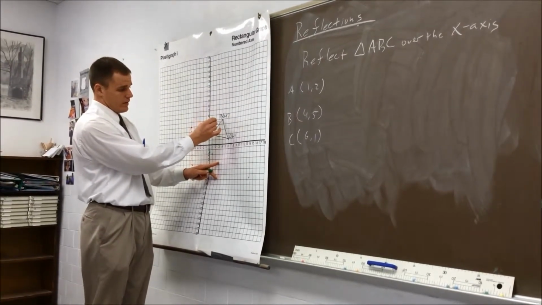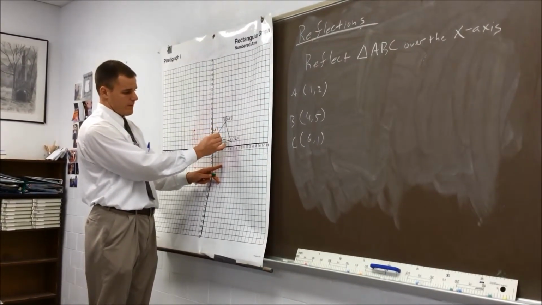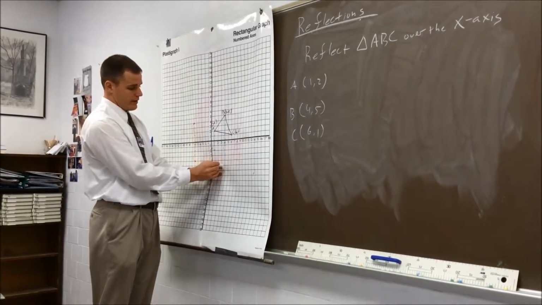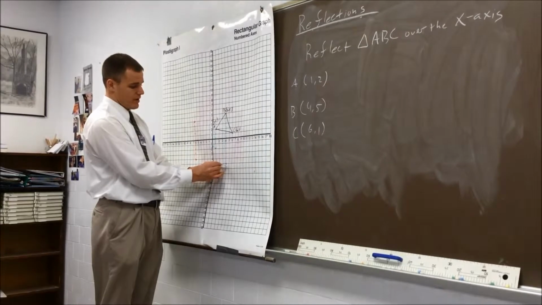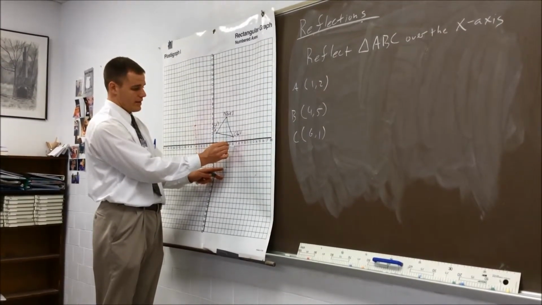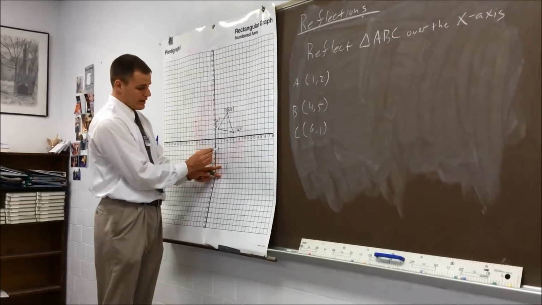B, let's see here, 1, 2, 3, 4, 5. So we can go 1, 2, 3, 4, 5 down there. So that's B prime. And C's only 1 down. Oh, only got to go 1 down there. That's C prime. So now you can connect those.